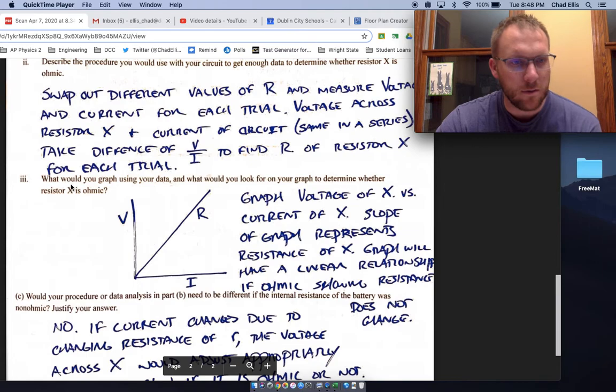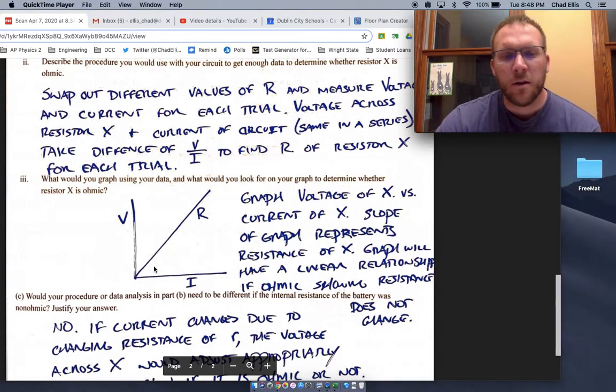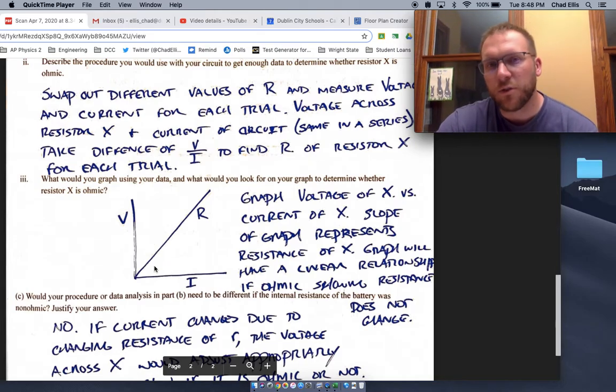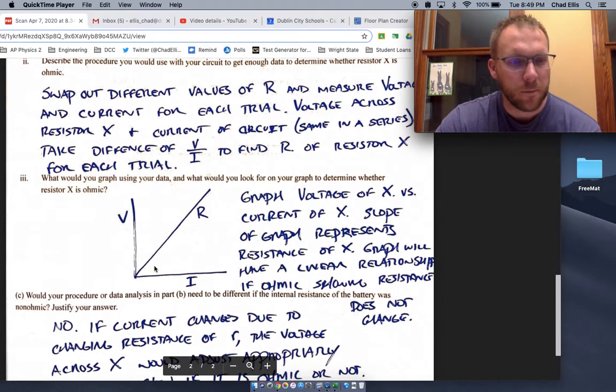And that kind of takes us into part 3. I would basically graph V over I. I should get a slope or a line here to represent R. The slope of that line is my resistance. What I'm looking for is a linear relationship where that line is a straight line. That's going to show that the slope doesn't change, and that resistance value does not change either. So that's going to show that it is an ohmic resistor.